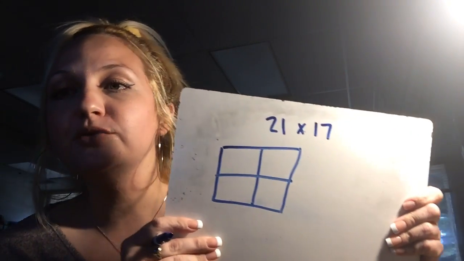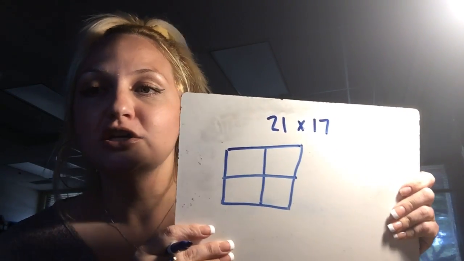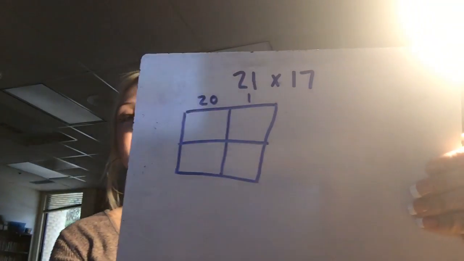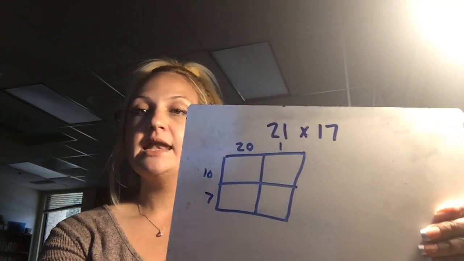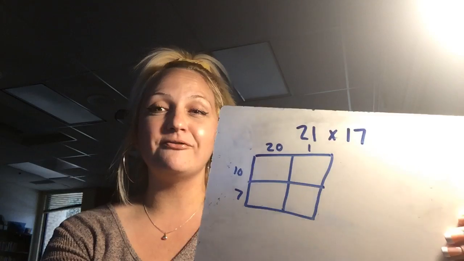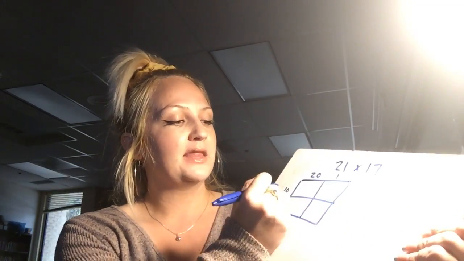And in this method, you need to break apart your numbers by their ones place and their tens place. So 21 breaks apart into 20 and 1. 17 breaks apart into 10 and 7. Now, for this method, you solve for each quadrant and you get 4 partial products. So I'm going to solve for each of them.